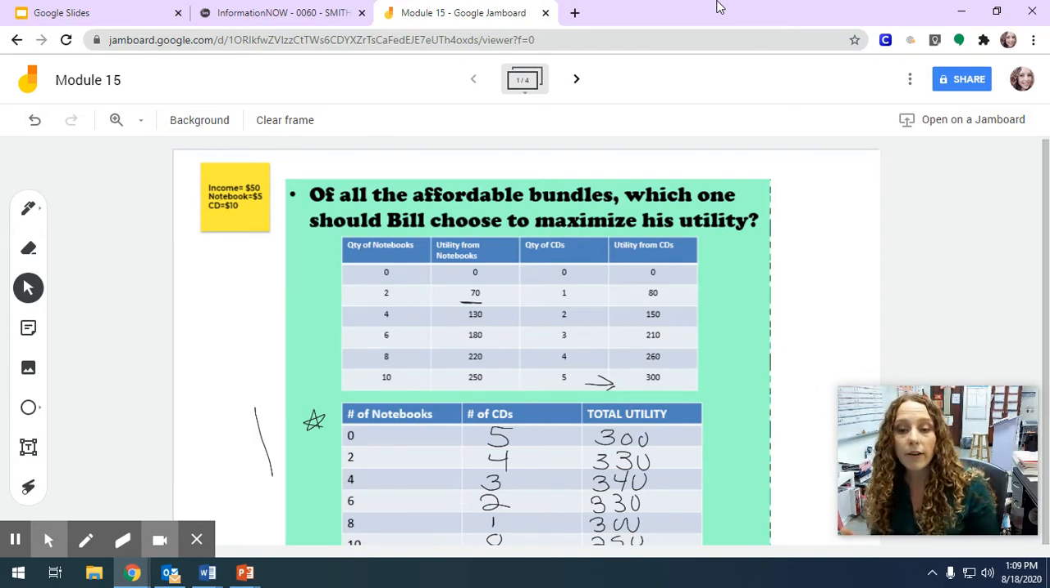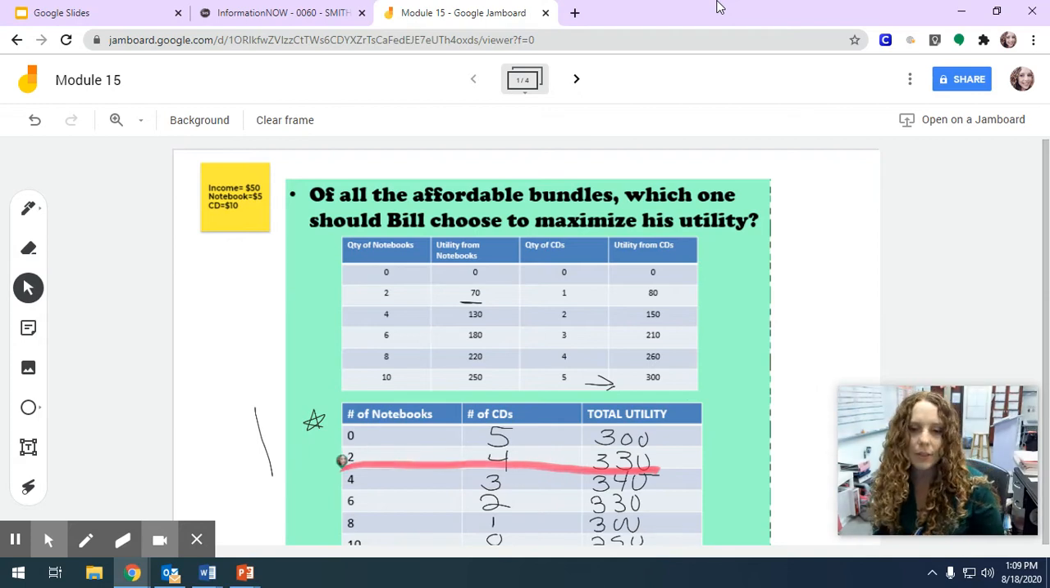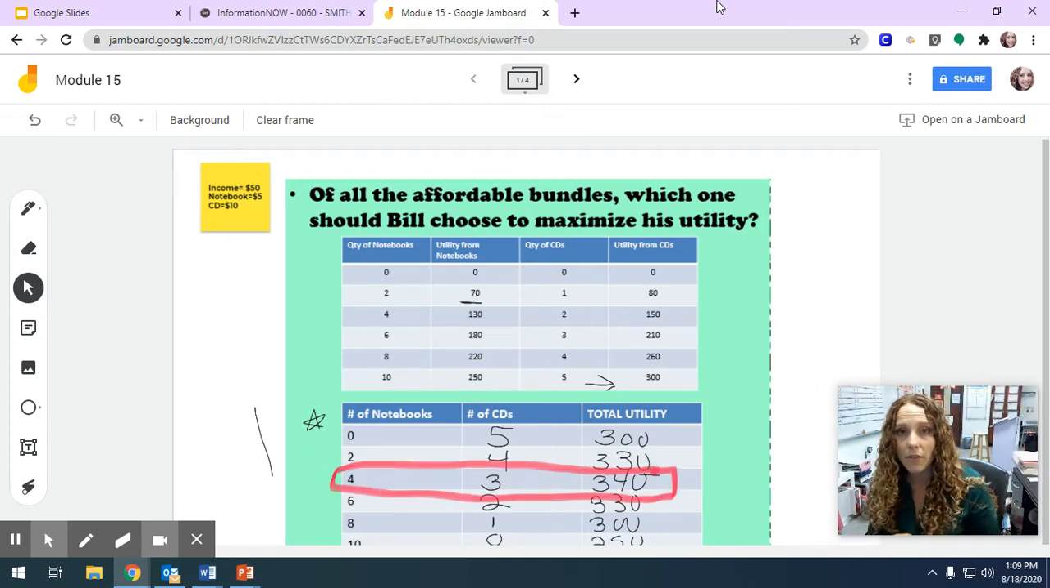Okay, so where is his total utility maximized? Well, that would be right here. I'll switch my color because I can. Check that out. That would be right here at 4 notebooks and 3 CDs, because his total utility is maximized right there at 340. Okay, so that is his optimal consumption bundle.